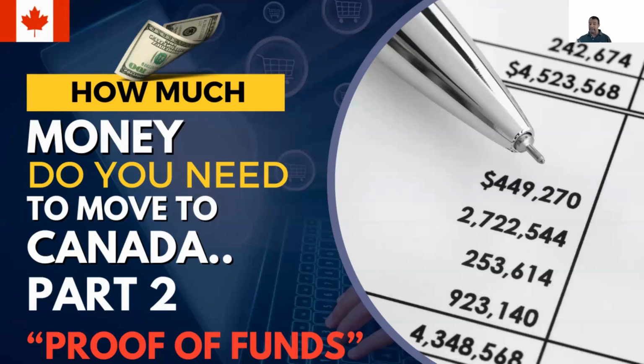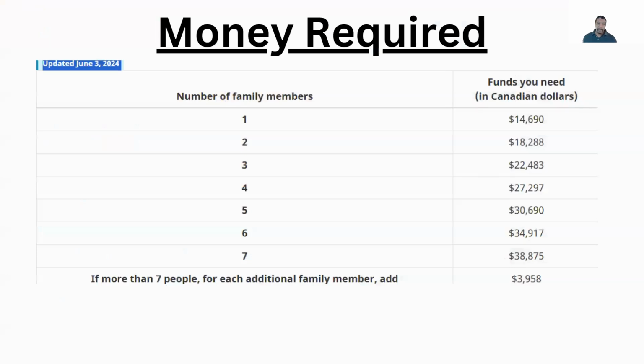This is the second part of a previous video. If you're coming to this video first, I'm going to put a link in the description to part one. We're going to speak about proof of funds and what you need to provide to Immigration Canada when you're making your application. Before we start, we'll do a revision of the money required and go over the numbers that we mentioned in part one of this video.